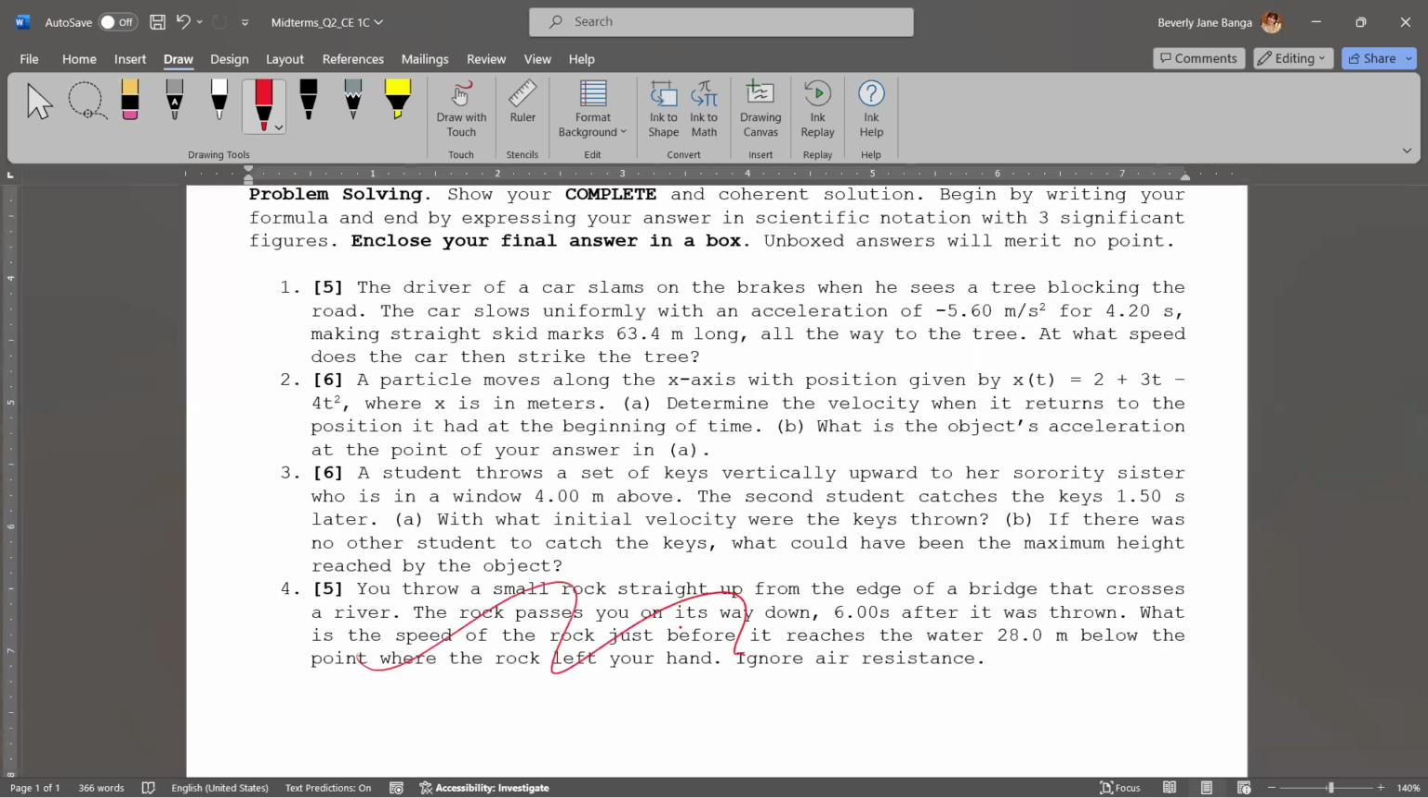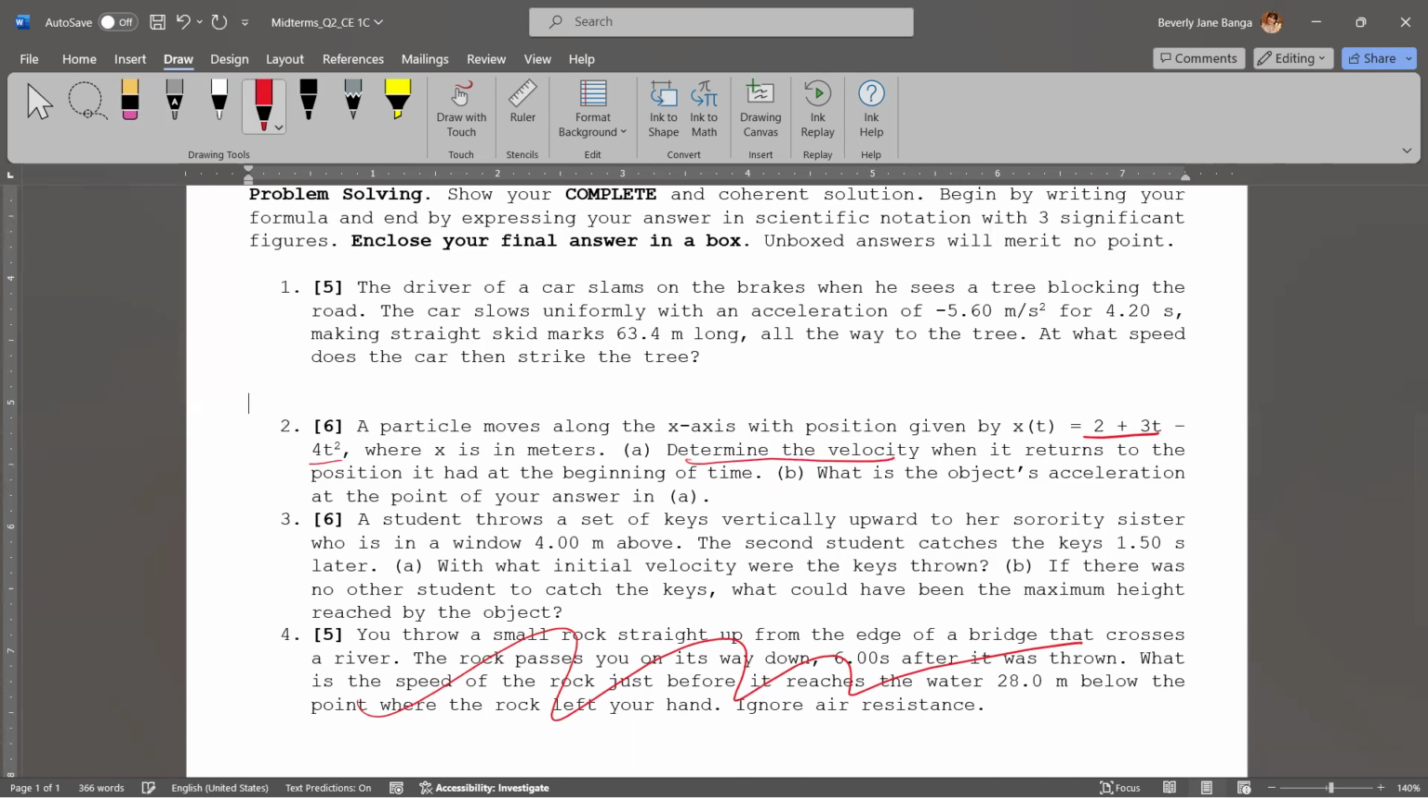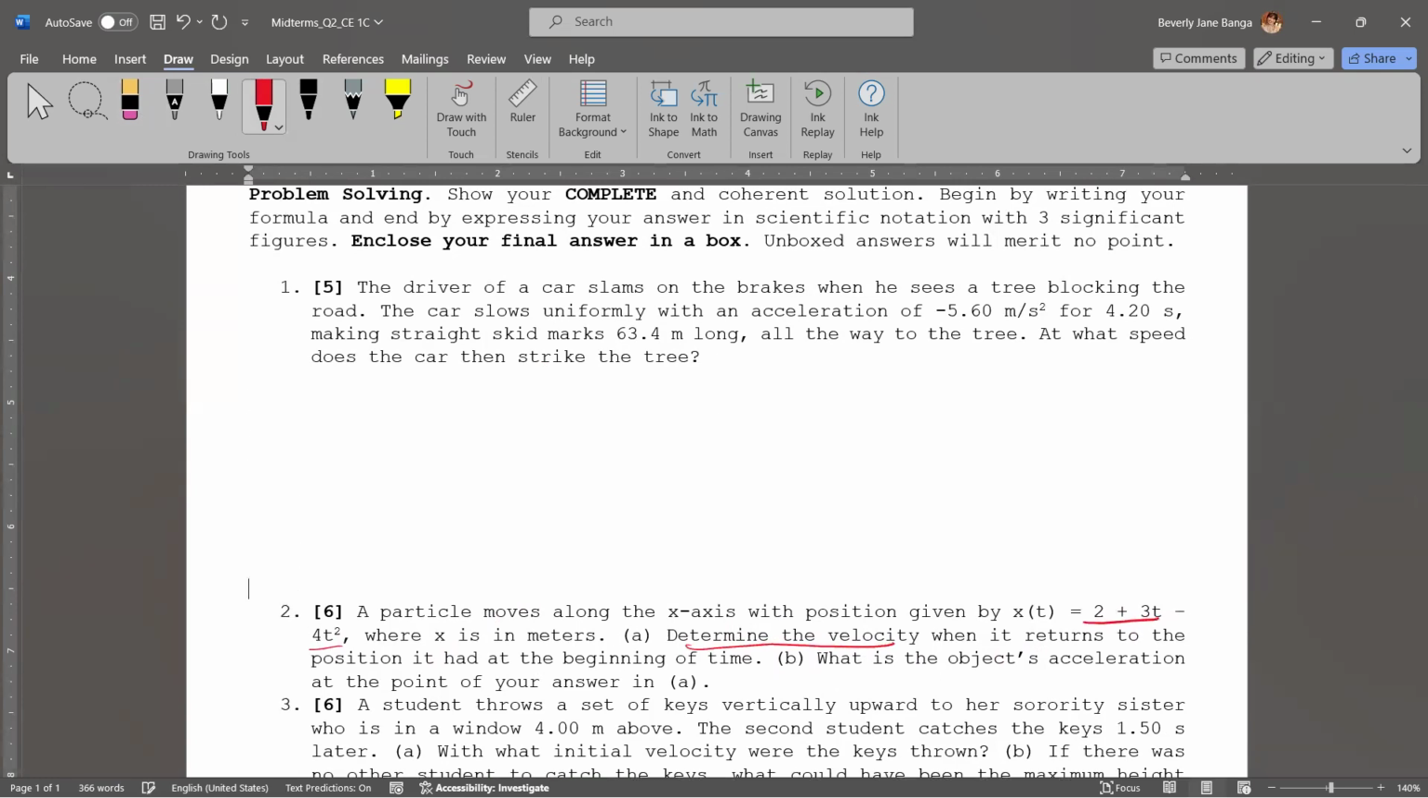Nasagot na natin to. So, we're skipping 5. Nasagot na rin natin yung the number 2. Can I skip it? Because it's basically the same as the number 2 from initial yung kanina. Ang ano lang dito is, pinalitan ko lang yung formula. But the question, determine the velocity, object's acceleration. Napakabilis na nito, no? So, I'll just answer number 1 and number 3. Okay.